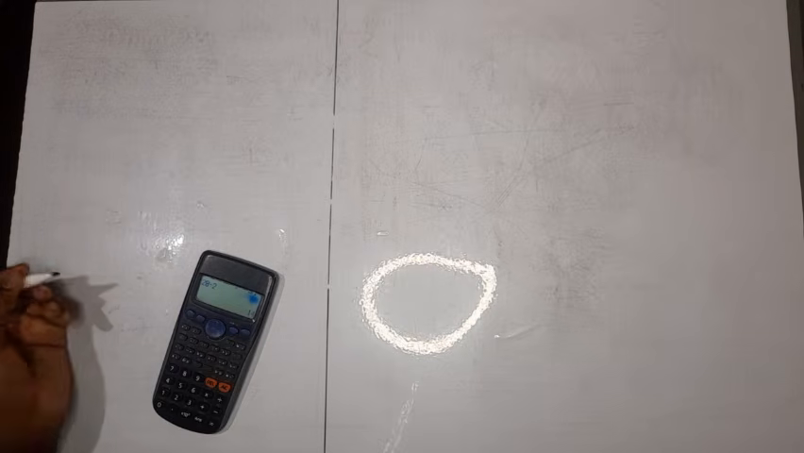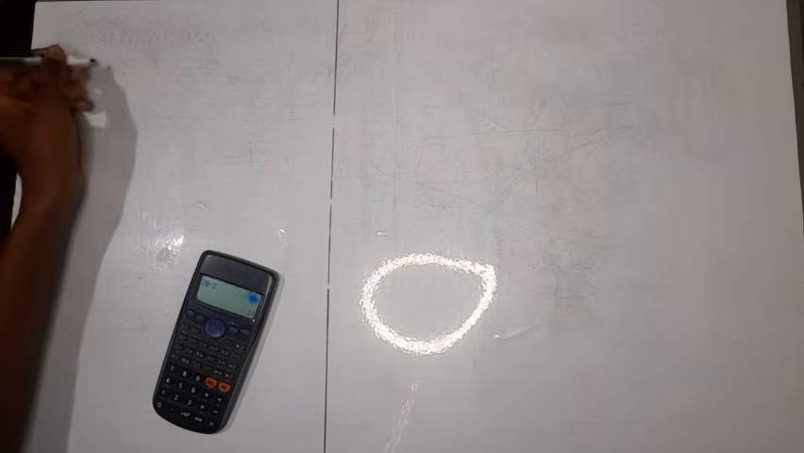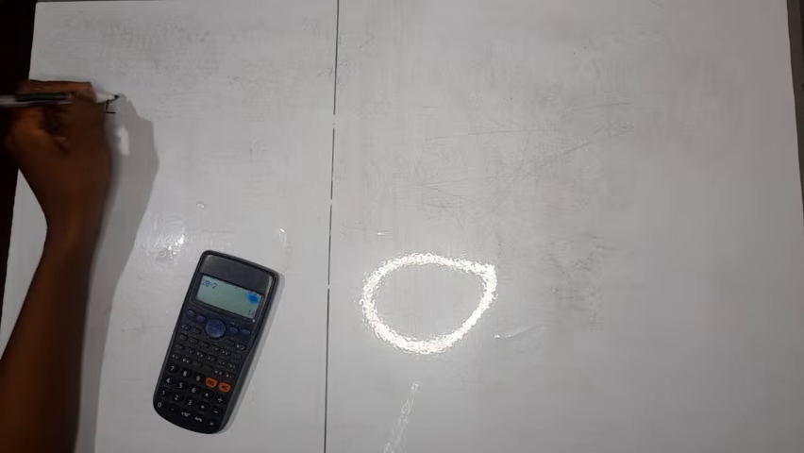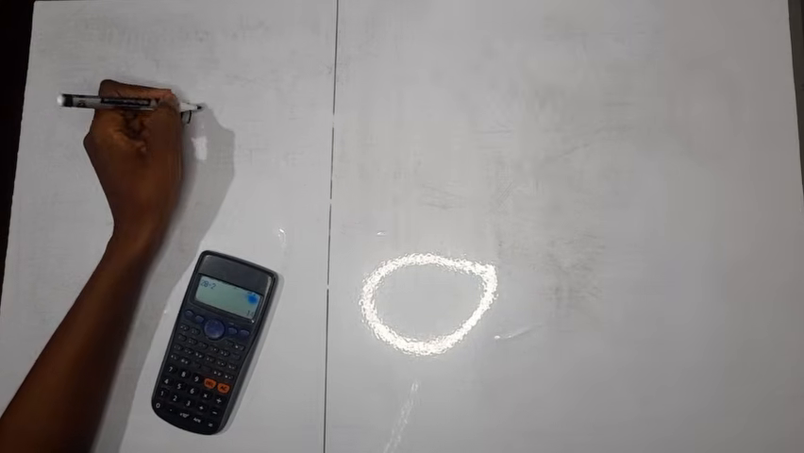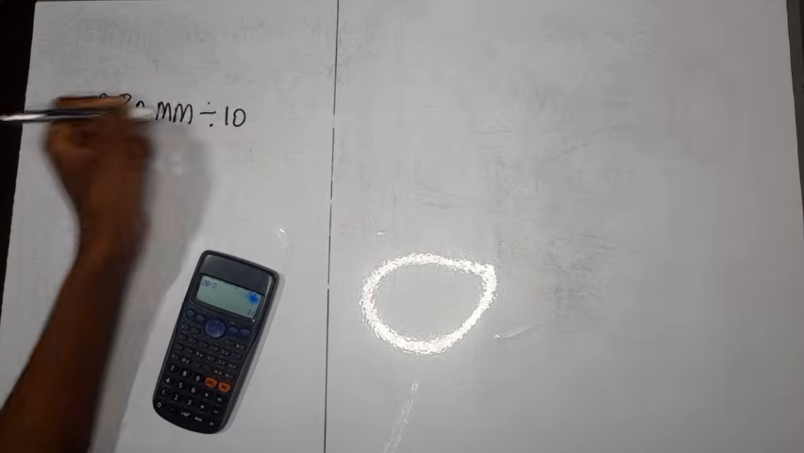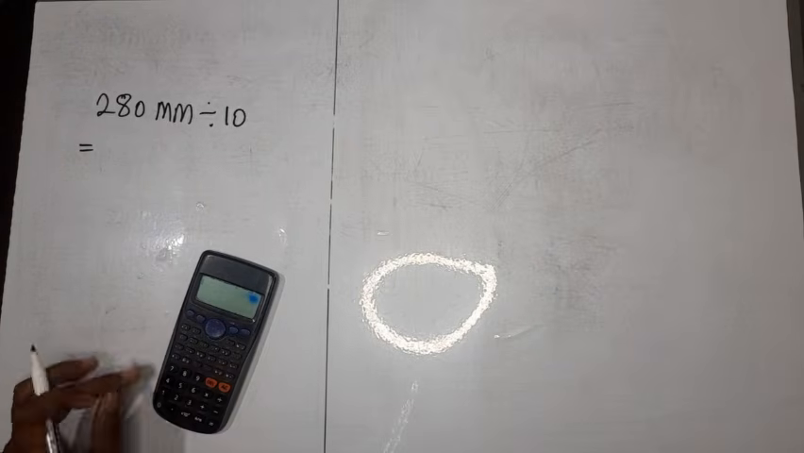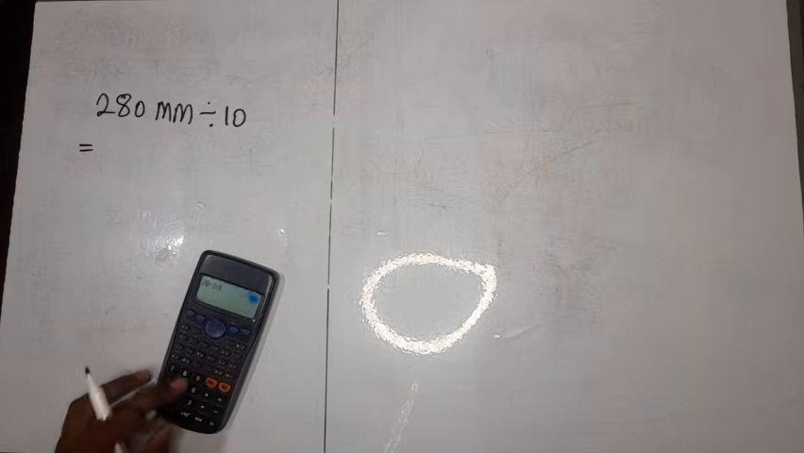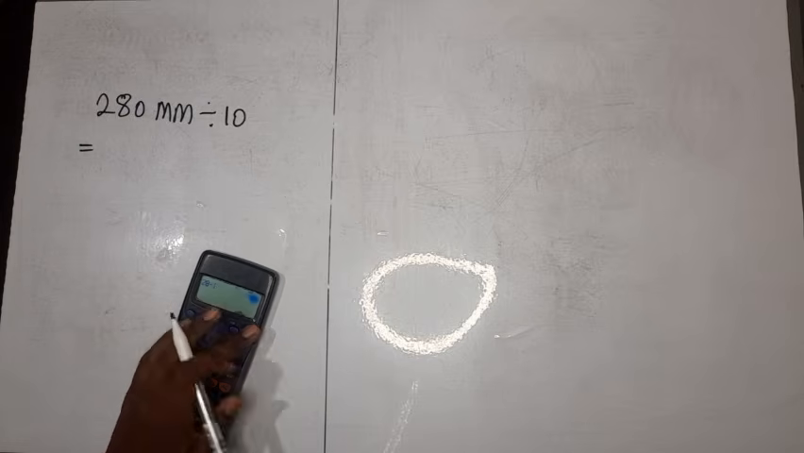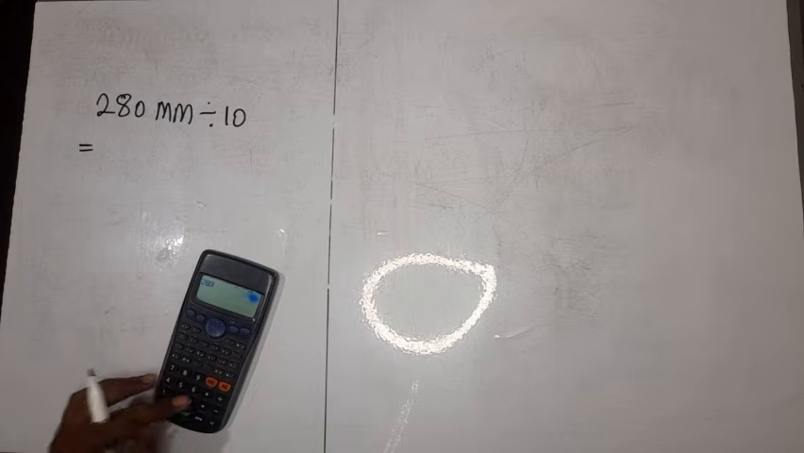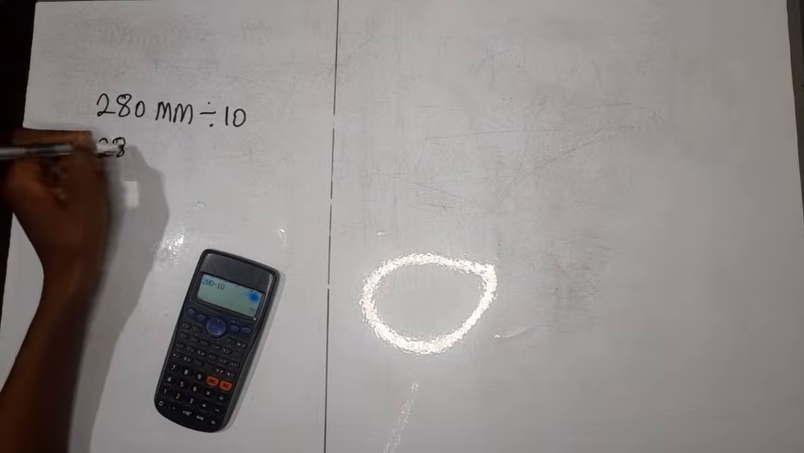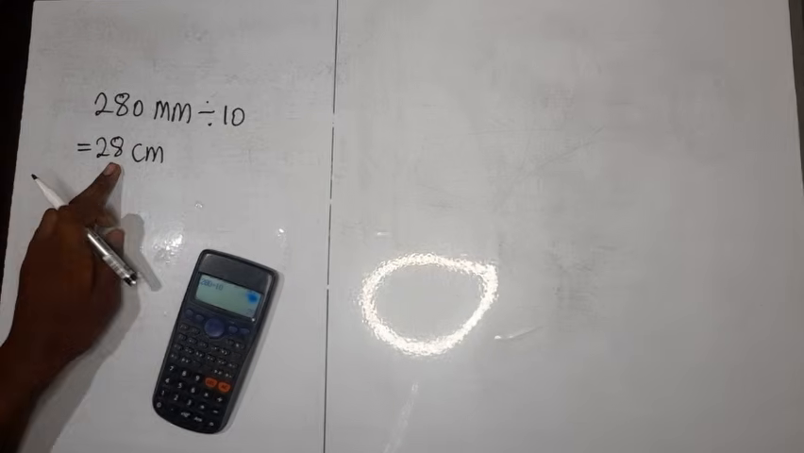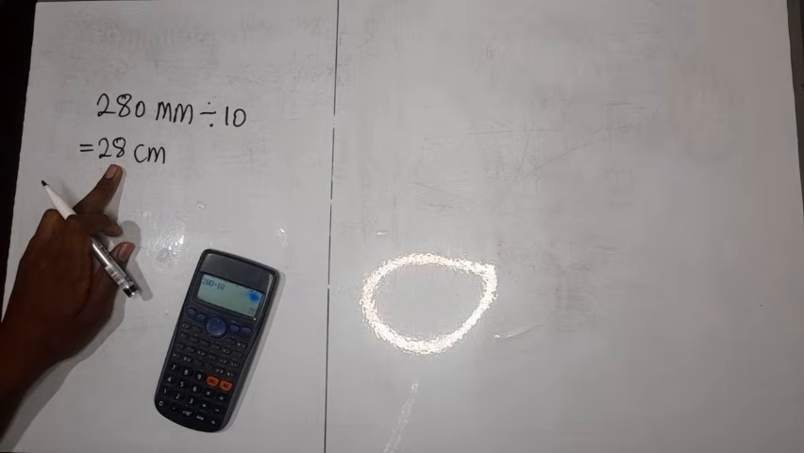So we are going to take the diameter of the baking pan, which is 280 millimeters, and convert it to centimeters. So we are going to divide it by 10. So it's 280 divided by 10. It gives us 28 centimeters. So this is the diameter of the baking pan, in centimeters.